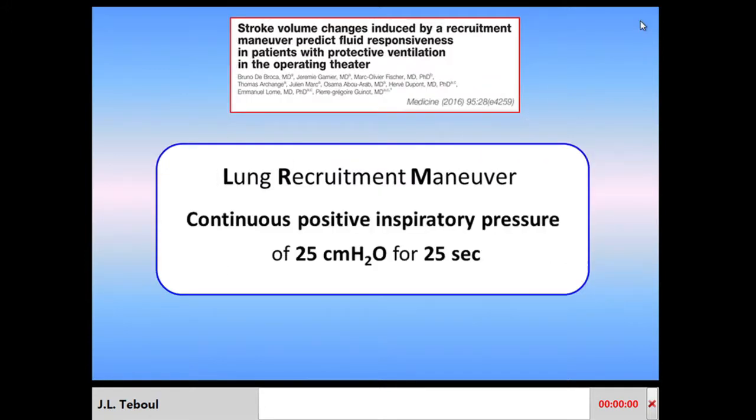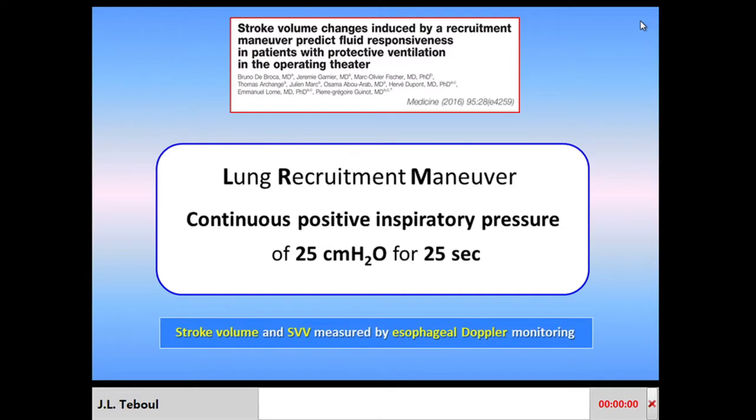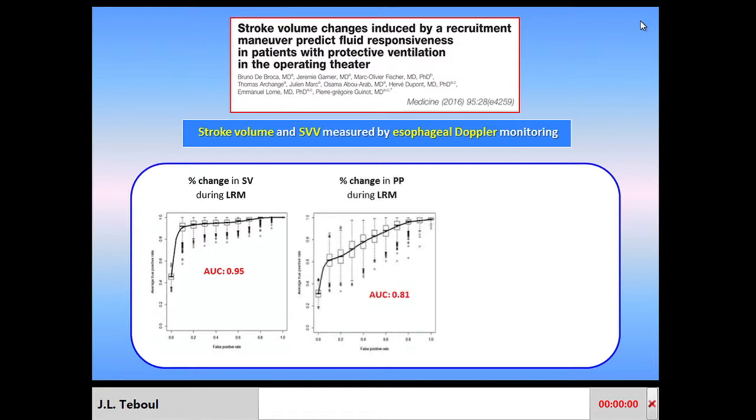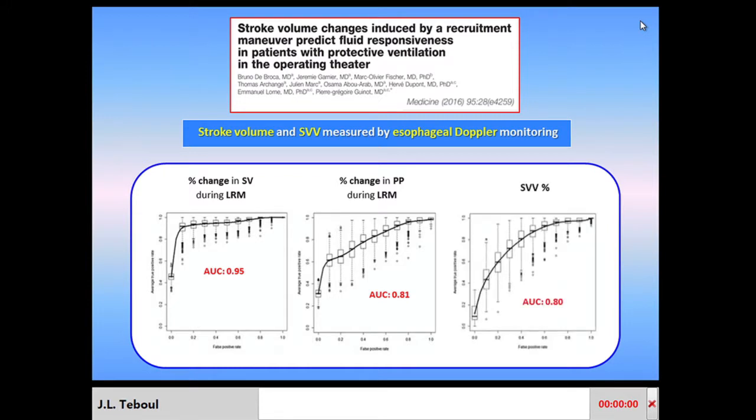And another team also performed more or less the same study, but using continuous positive inspiratory pressure of 25 centimeters of water for 25 seconds. And they measured stroke volume by esophageal Doppler monitoring device. And also they found a very good result. Good area under the ROC curve for the prediction of responsiveness by looking at the changes in stroke volume induced by the lung recruitment maneuver compared to the changes in pulse pressure during the maneuver and compared to stroke volume variation.